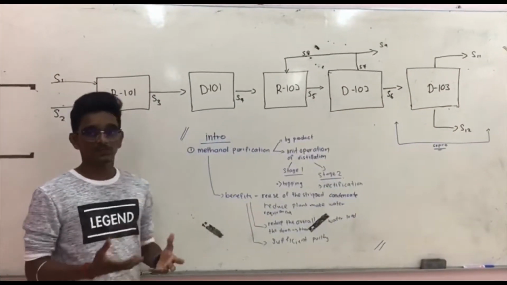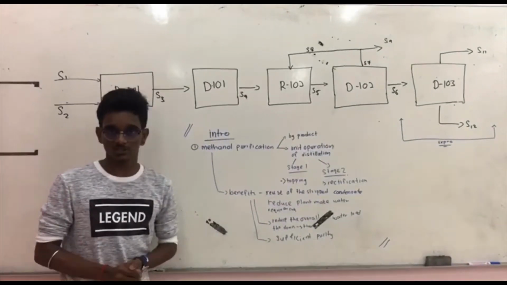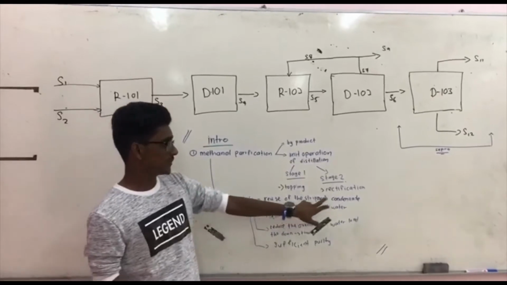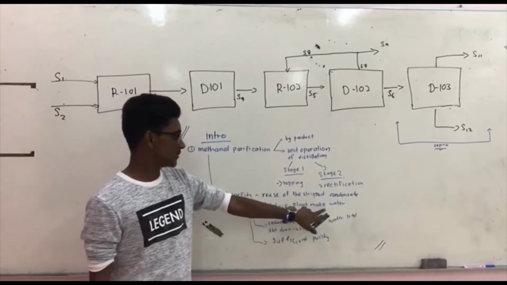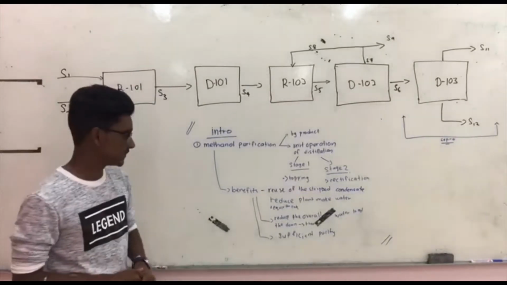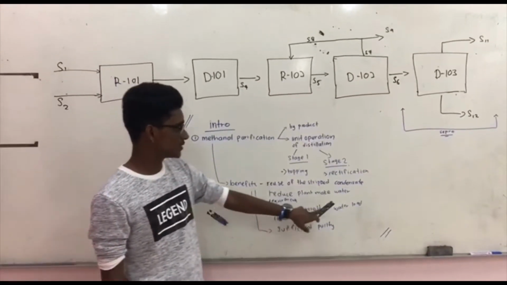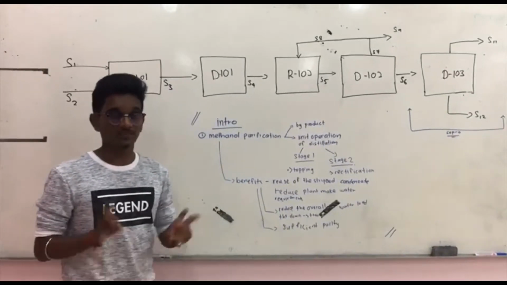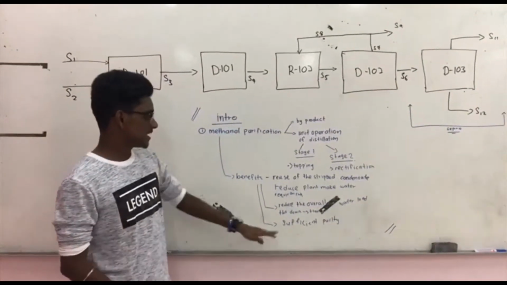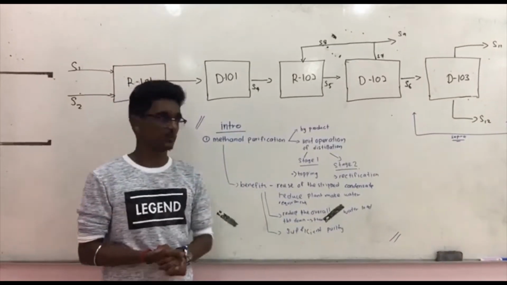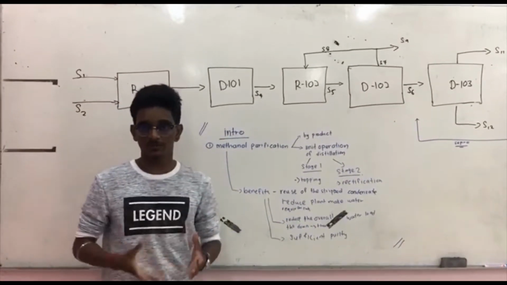The benefits of using this methanol purification are, first of all, the reduced stripper contaminants and reduced plant make-up water requirement. That is the first benefit. The second is reducing the overall water load on the downstream treating facilities. The third is sufficient purity. So these are the main objectives of the methanol purification.